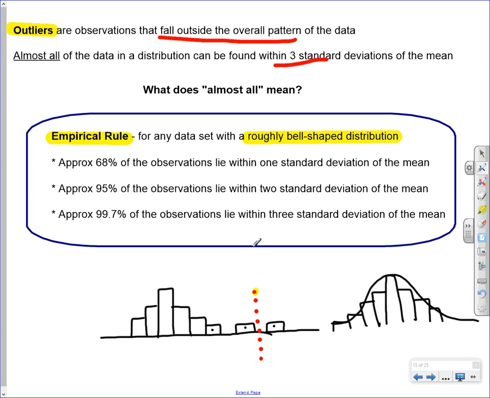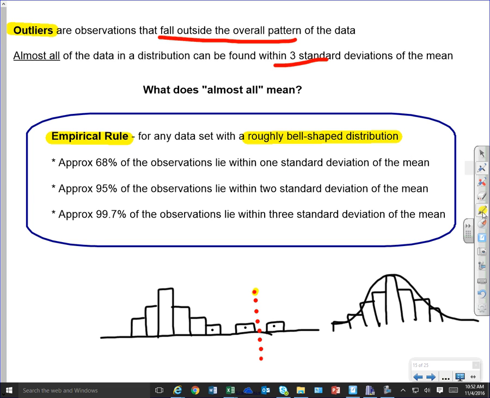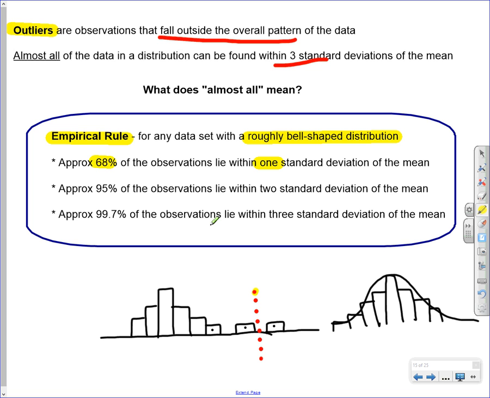If our data looks like that, then about 68% of our data is within 1 standard deviation of the mean. Within 2 standard deviations, we have 95% of our data. And within 3 standard deviations, we have 99.7%. So if we're looking at a symmetric distribution, almost all means 99.7% of the data. If we find an observation that falls more than 3 standard deviations away from the mean, that's very unusual. That's only going to happen about 0.3% of the time in a regular distribution. So if we get an observation that far from the mean, most likely we would call that an outlier. That's how we're going to define what an outlier is.